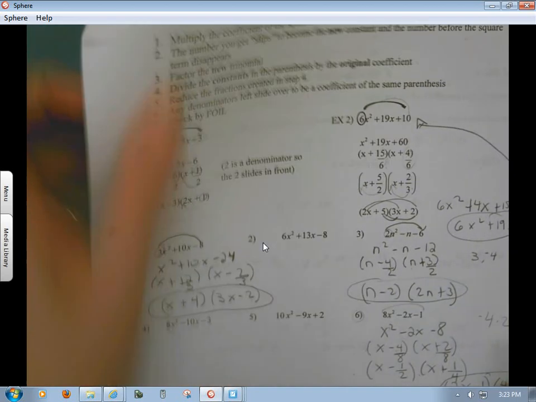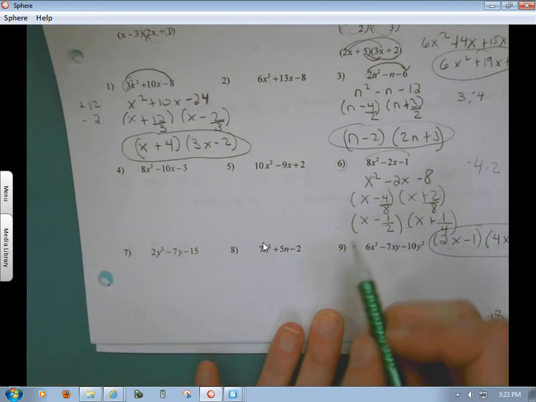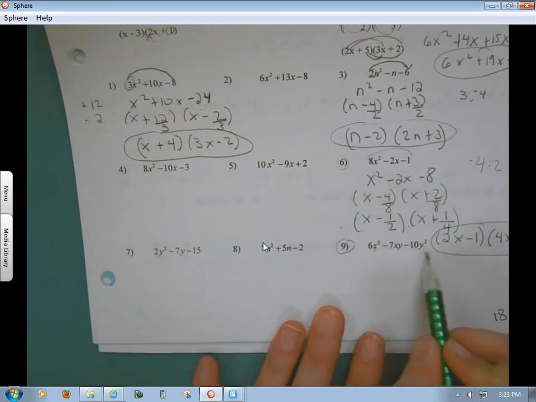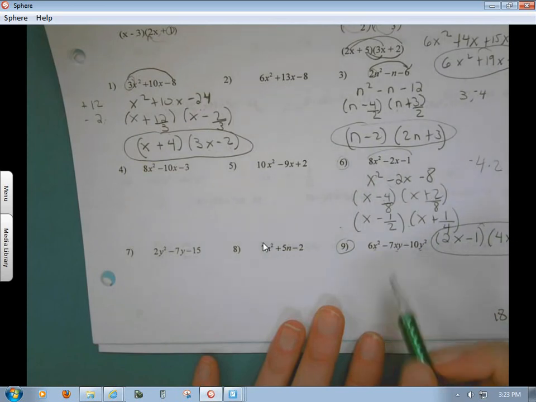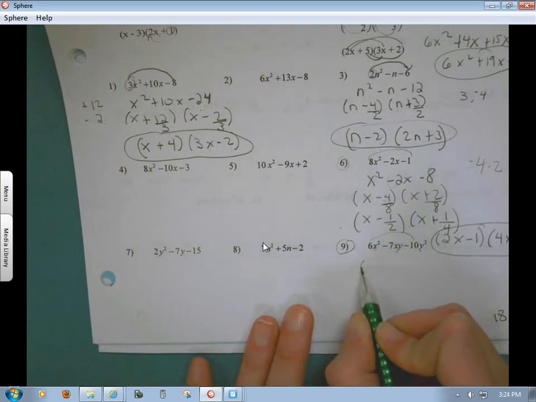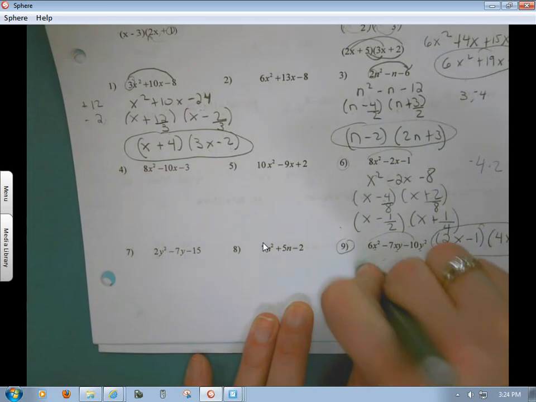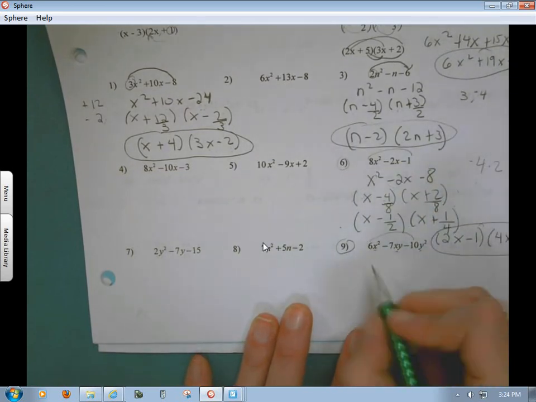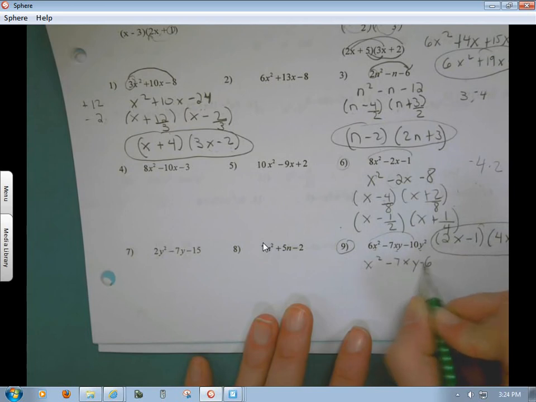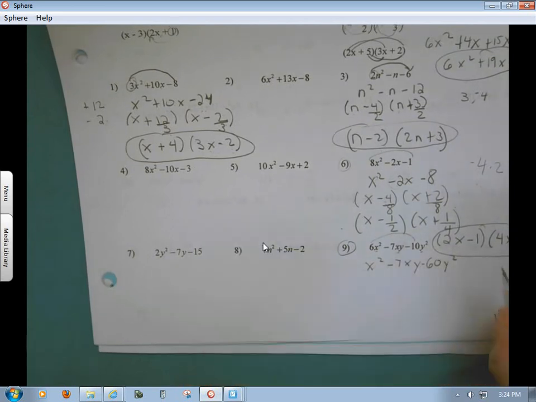Alrighty. Moving along. Number 9. Take a look at it. It's a little different because we have an x squared, but we also have a y squared and then an xy in here. Let's use our method. Oops. I'm getting right in 60. My brain's working faster than my hand. x squared minus 7xy. Then I'm going to get minus 60y squared.